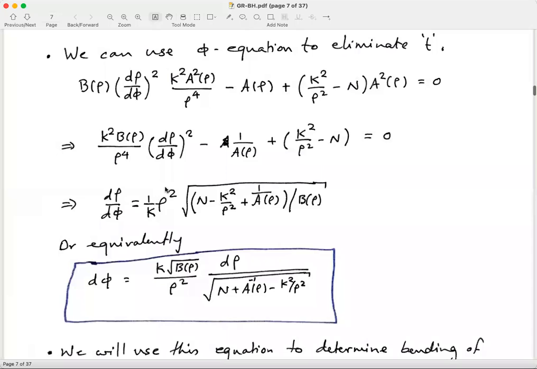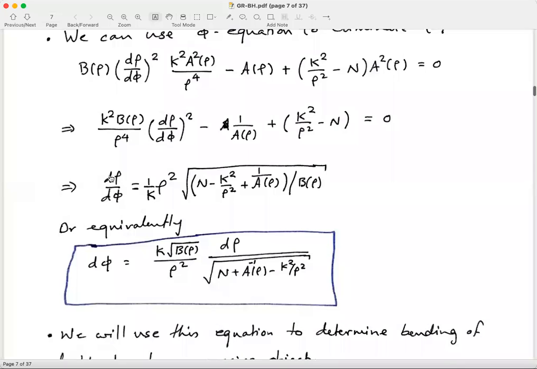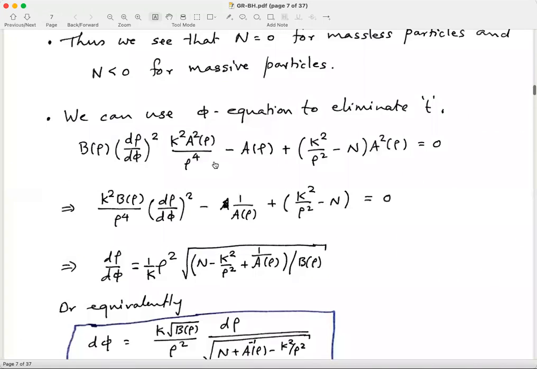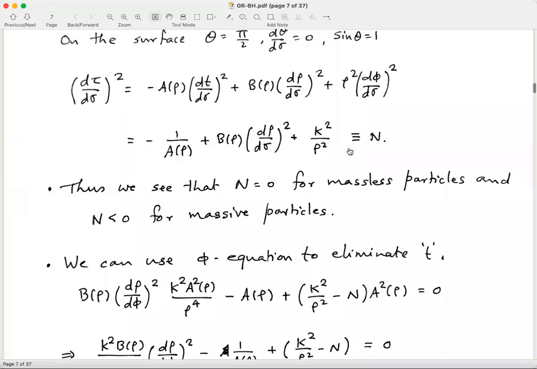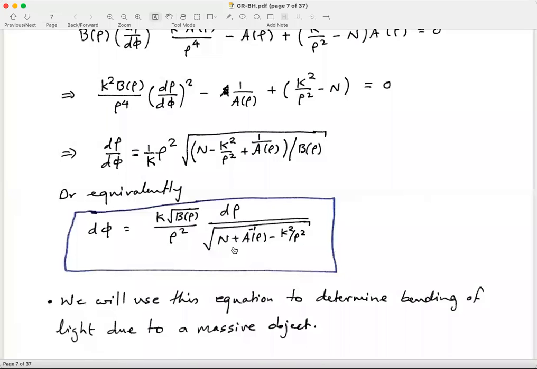Okay, and that is what gives us an equation which is d rho by d phi is equal to 1 over k times rho squared times square root of this quantity that we have looked at earlier, which is b rho times d rho by d sigma whole squared, which is n minus k squared by rho squared plus 1 over a. Okay, which is this quantity. You can of course write it in many different ways.